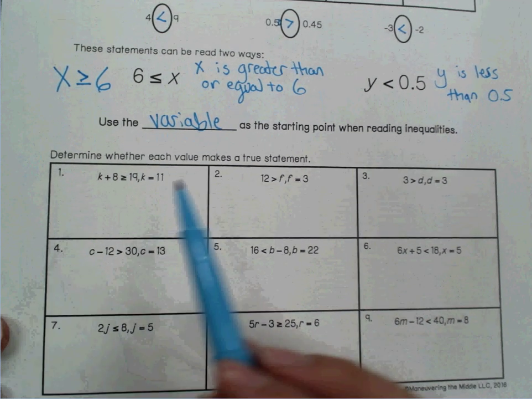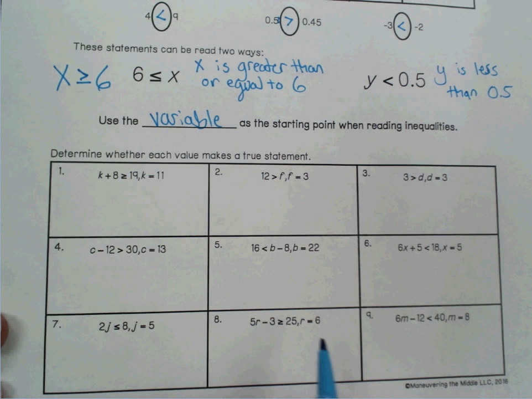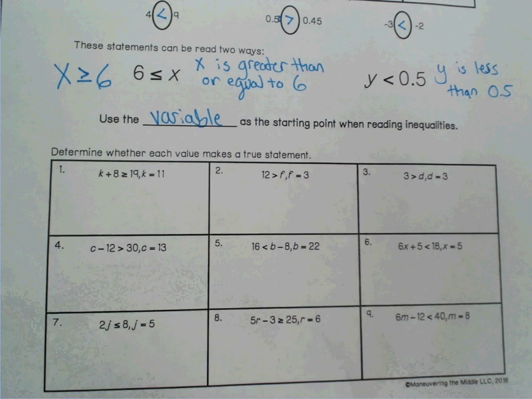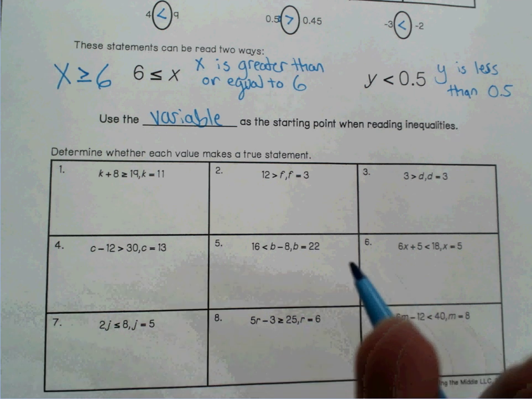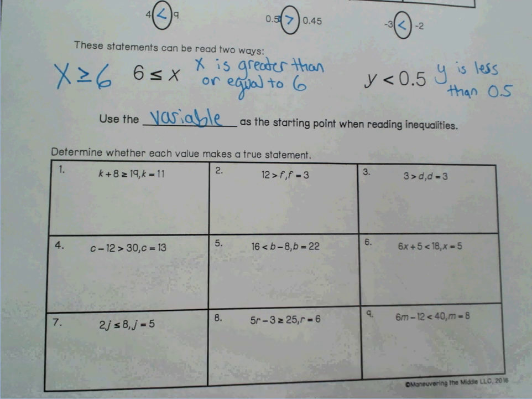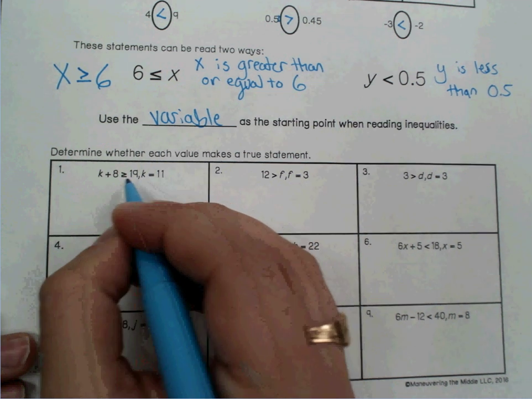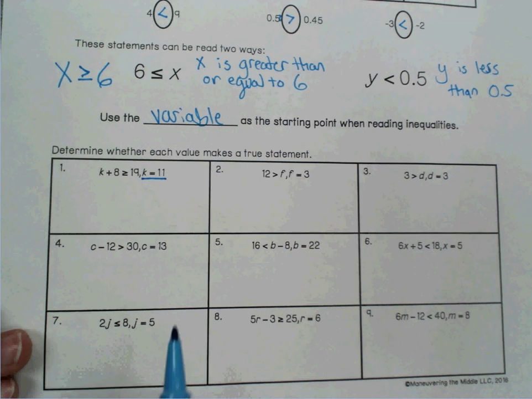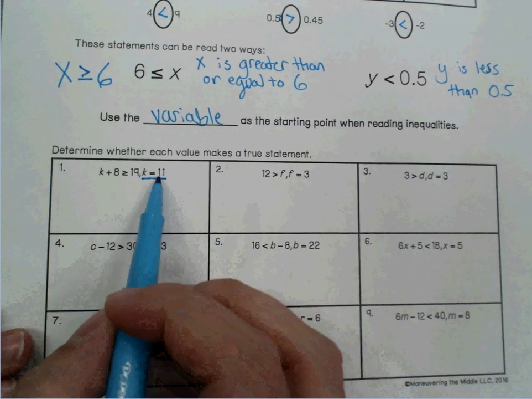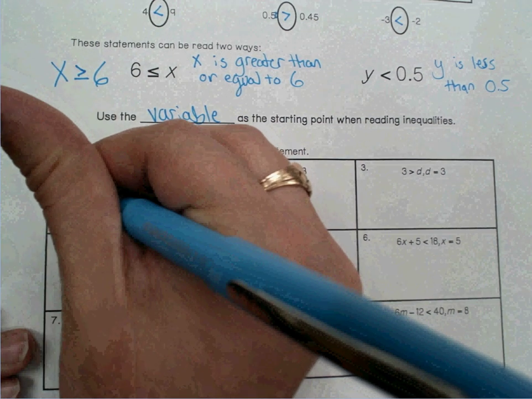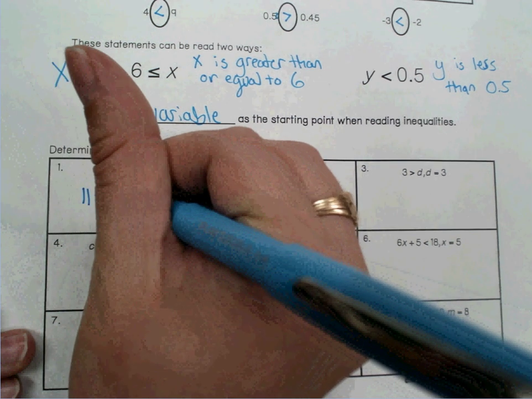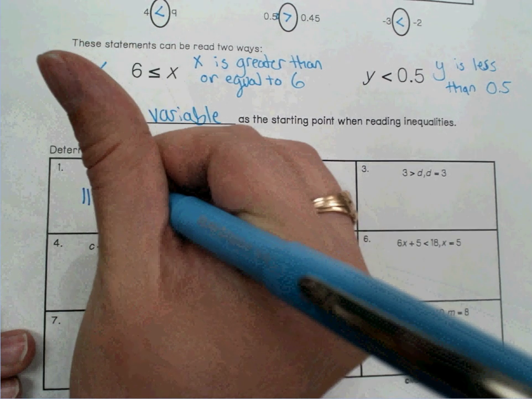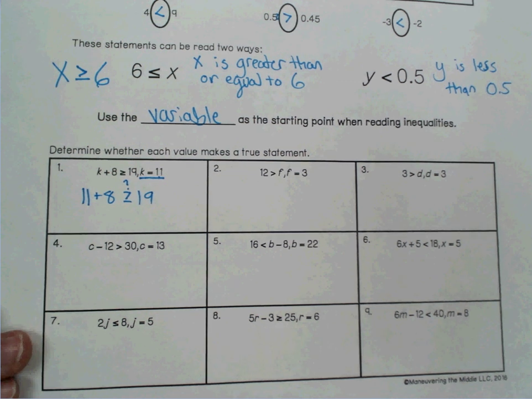Now, looking at this here, we're going to do a few of these. To figure out if something's true, the inequality has to be correct. The number on whichever side is greater actually has to be greater. So we're looking at number 1. It says k plus 8 is greater than or equal to 19, and then we have k equals 11. So we're just going to evaluate this expression and put 11 in for k. So instead of k plus 8, it's going to be 11 plus 8 is greater than or equal to 19. I like to put a little question mark above the inequality because we don't know if that's true or not. We still have to solve it.